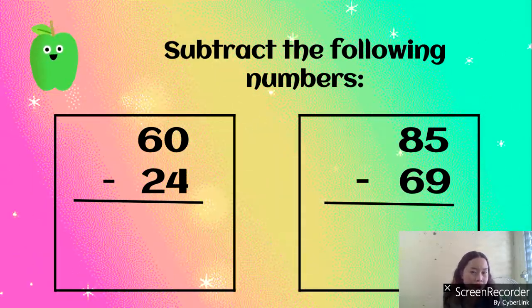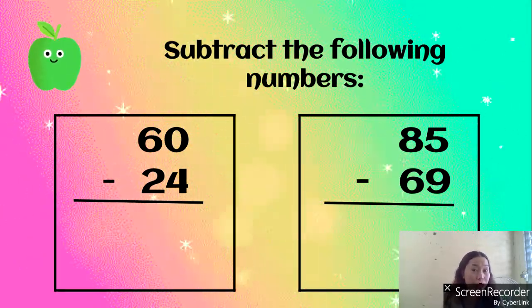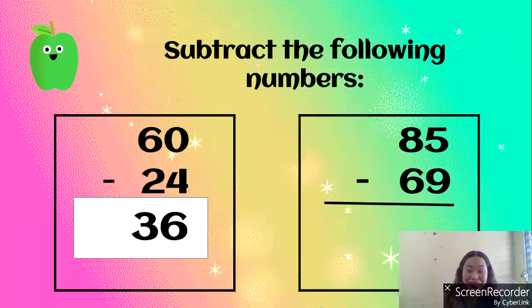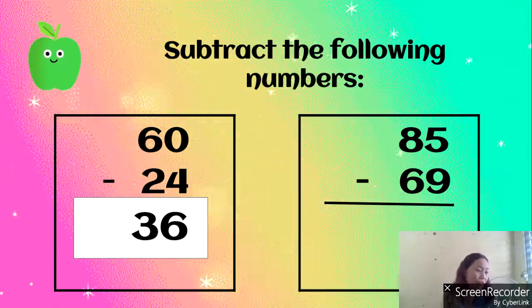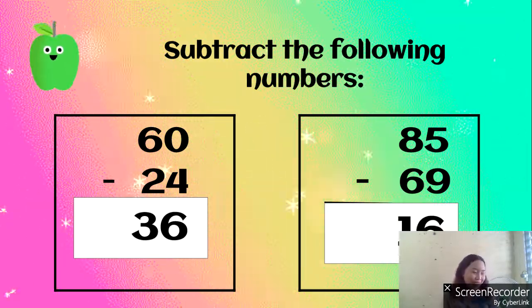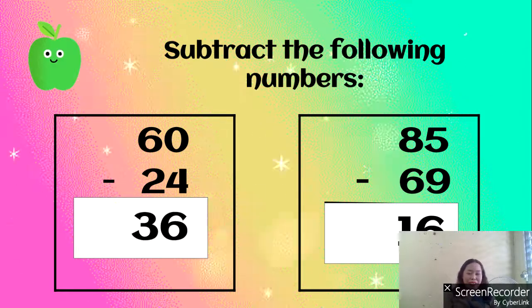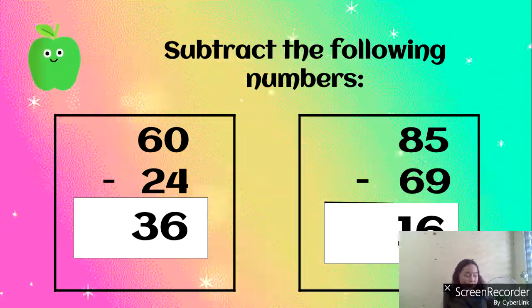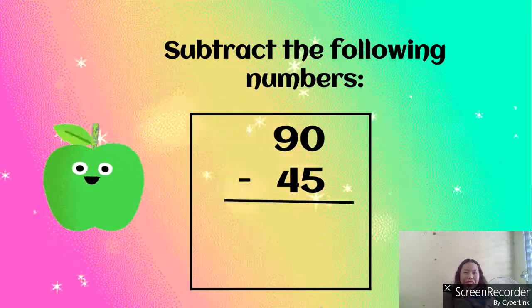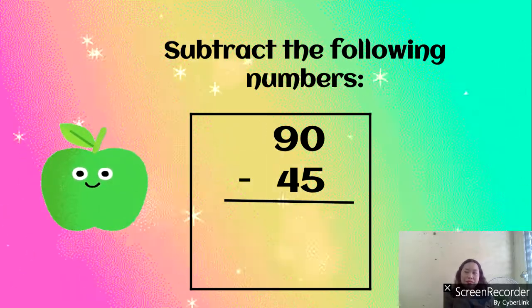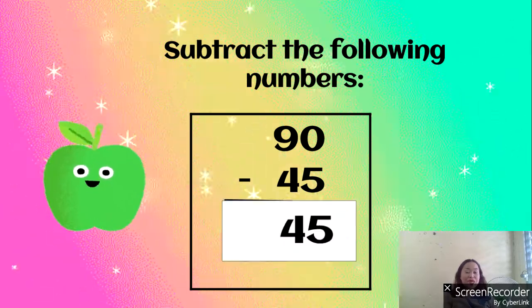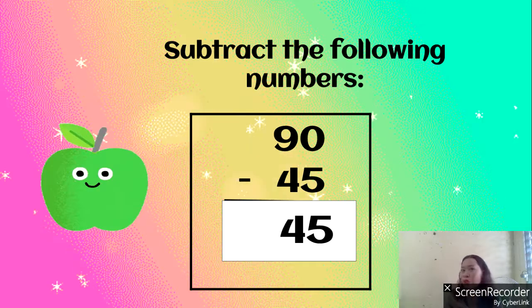Next, 60 minus 24 and 85 minus 69. Great job. 60 minus 24 is 36. And the 85 minus 69 is 16. Alright. Ang huhusay ng grade 1. Another one. 90 minus 45. And the correct answer is 45. Yes, 45 din yung sagot niya.